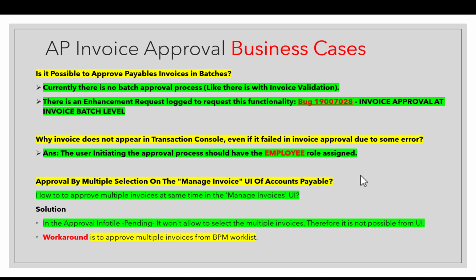The workaround is to approve multiple invoices from where? From the BPM worklist. But in this case, you have to give the users, or the finance manager, whoever, access to go to the BPM worklist. From the BPM worklist, he can select a lot of invoices and take one action at one time. What are the actions available for the approvals? Approve, reject, delegate, and request more information, such as attachment, bank account, invoice hard copy, cases like these.